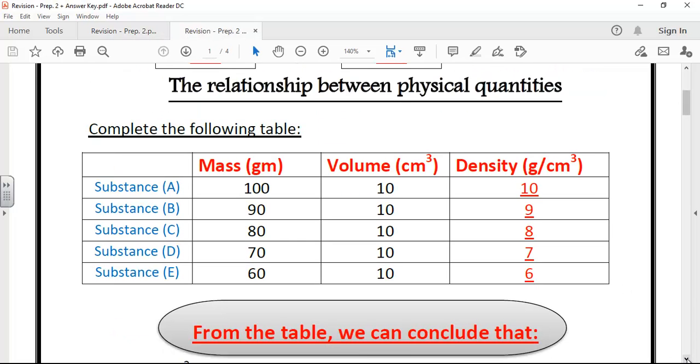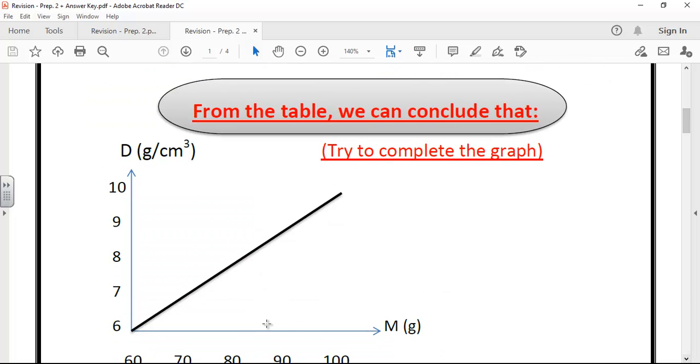It's like this shape here. It will be a straight line that passes through the origin point. So when you see this straight line that passes through the origin point between any two physical quantities like density and mass here, it means directly proportional. And this is the last part of our session today.